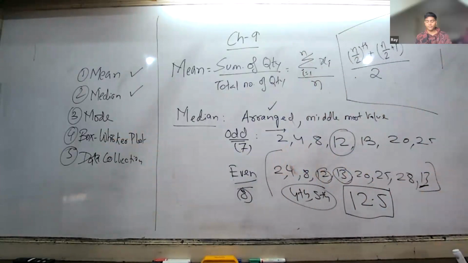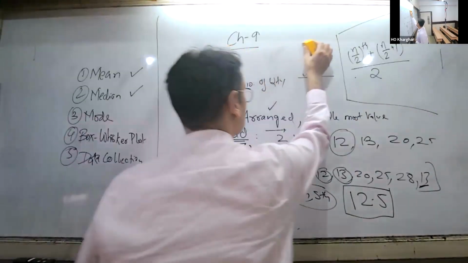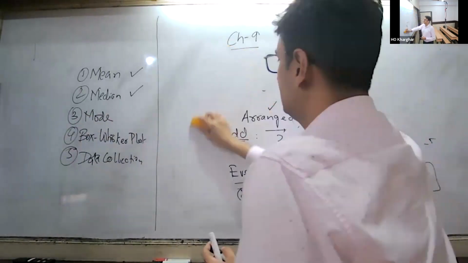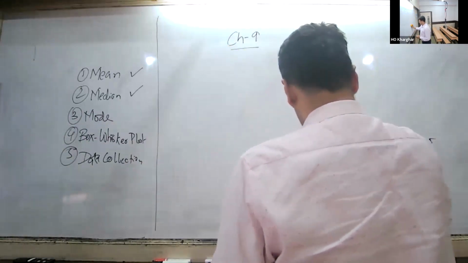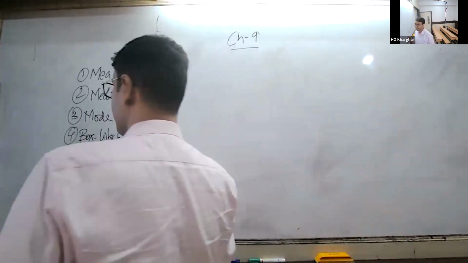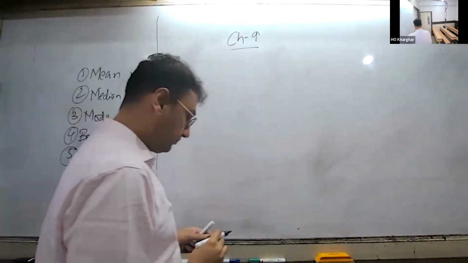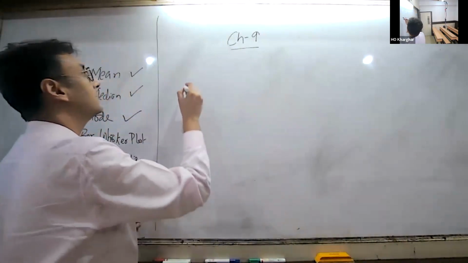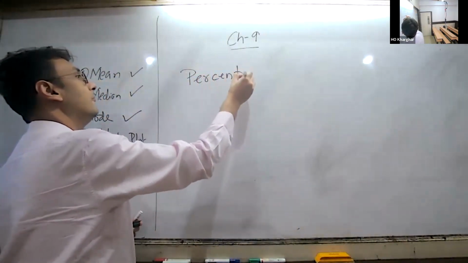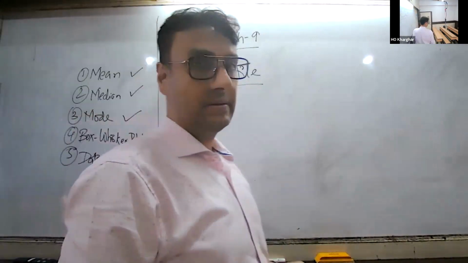Okay? So I'll erase all of this and go back. So mean, median, mode is done. Let me come down to box and whisker plot. So, can you define percentile for me? Percentile. How would you define this?